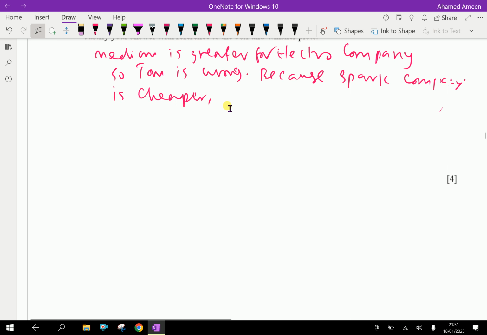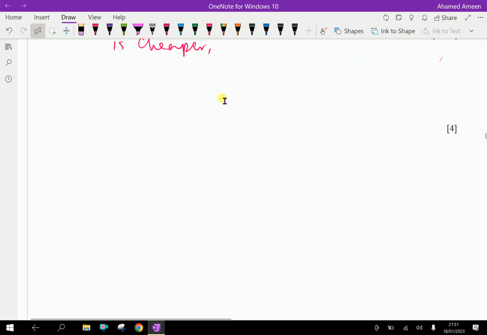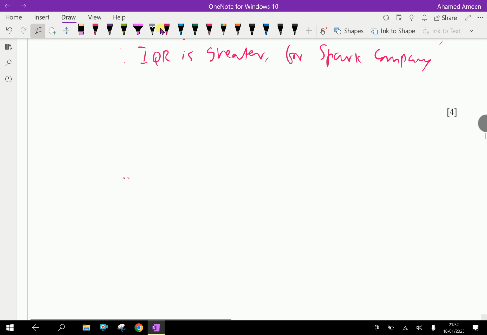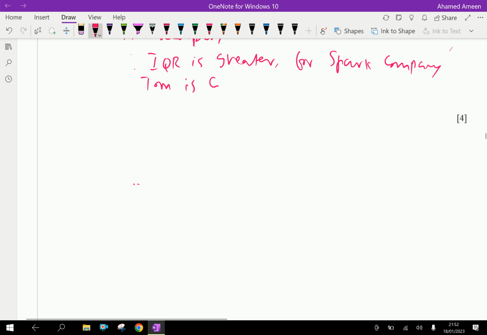Yeah, next condition here. IQR is greater for Spark company. Tom is correct here, therefore, because Spark company is more varied. Spark is more varied. Next question.